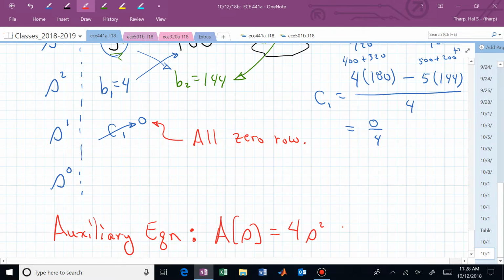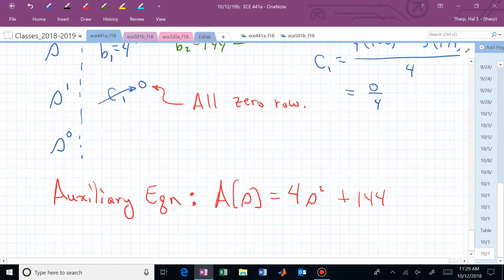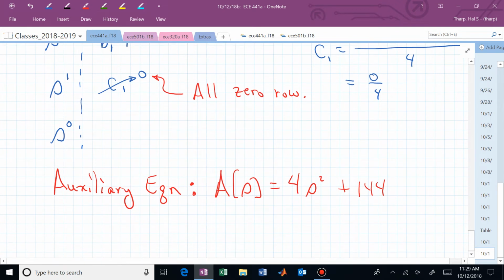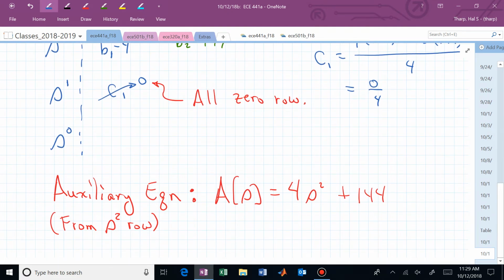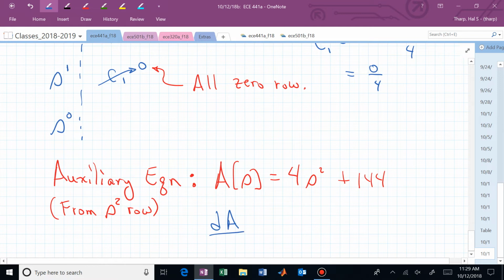And since that's in the s squared row, that's what's helpful about having this bookkeeping. And then remember what happens. I now skip over a power, so I don't have an s term, but I do have a 144. So now my auxiliary equation is 4s squared plus 144, and that I found from the s squared row, which is the row immediately above the all 0 row. Now, in order to populate the s1 row to replace that all 0 row, what I need to do is differentiate this auxiliary equation with respect to s. I end up with 8s plus 0 using my calculus.